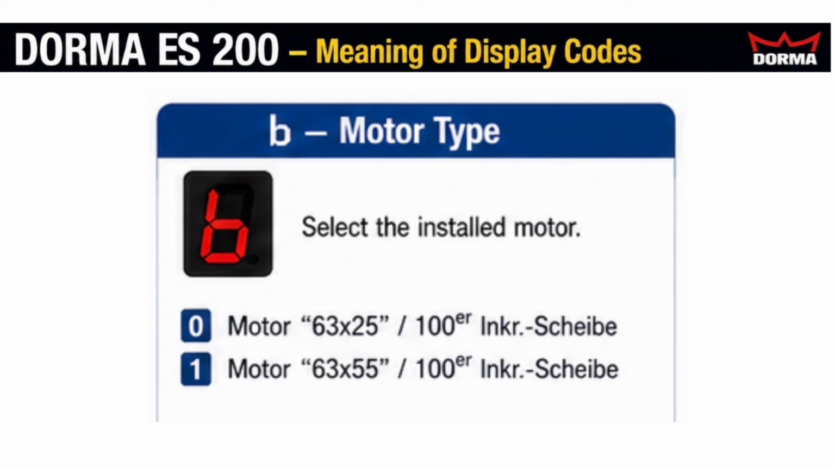Display code B. Motor type. The next parameter is B, which selects the installed motor. There are two options. B0 is motor 63 by 25 100. B1 is motor 63 by 55 100. Always match this setting to the actual motor installed in the operator. Using the wrong motor type can affect door performance.